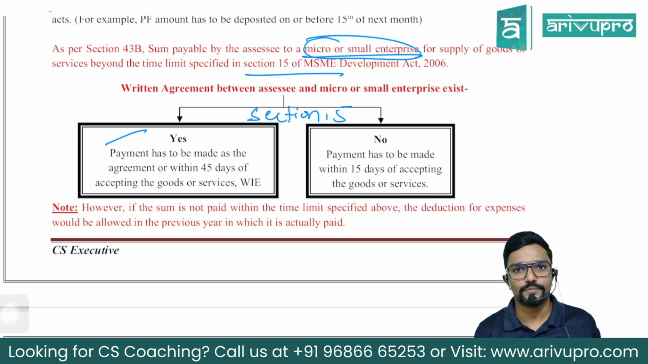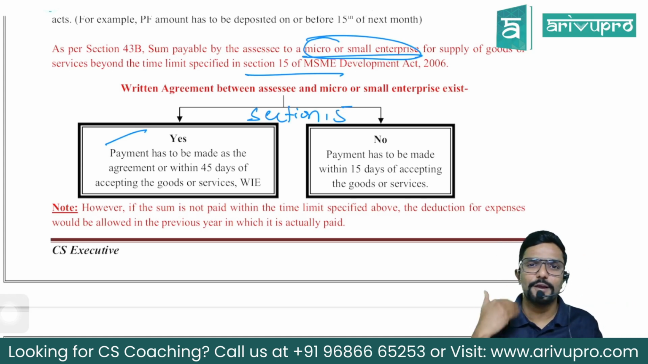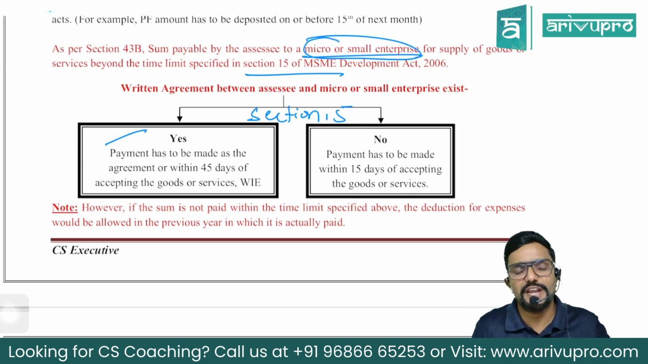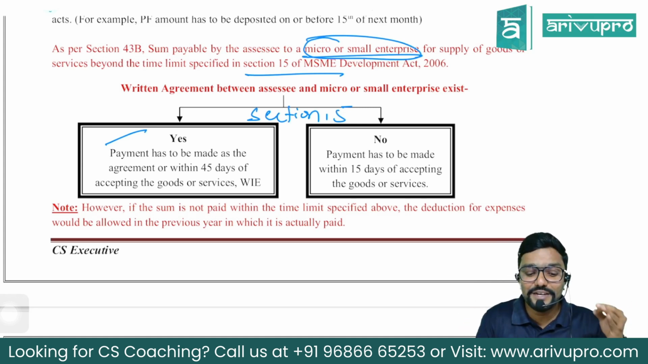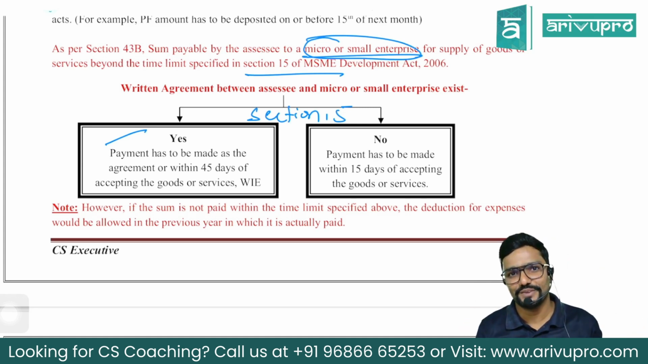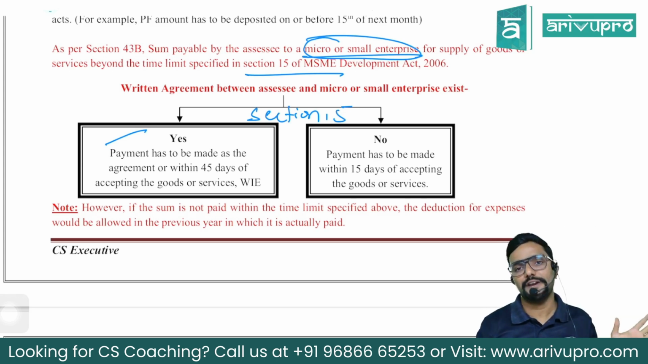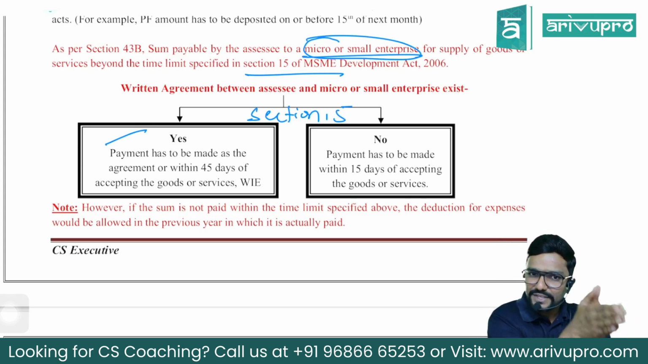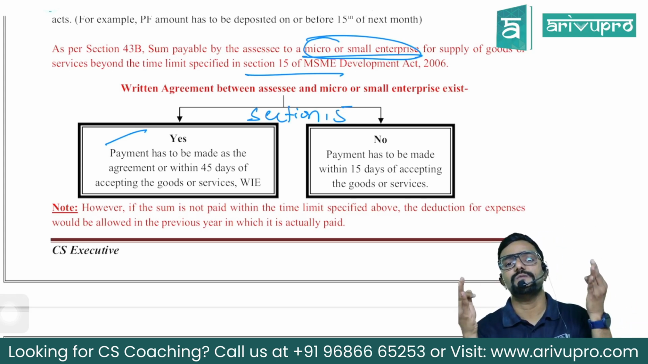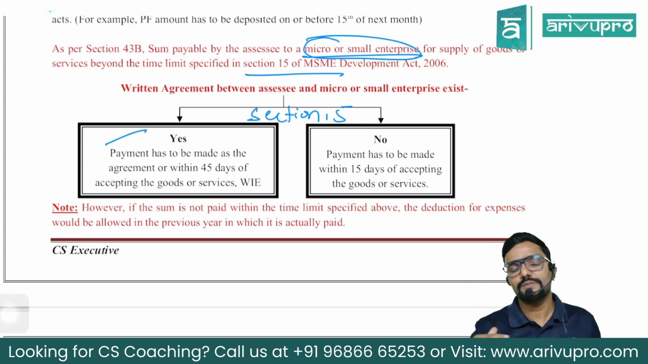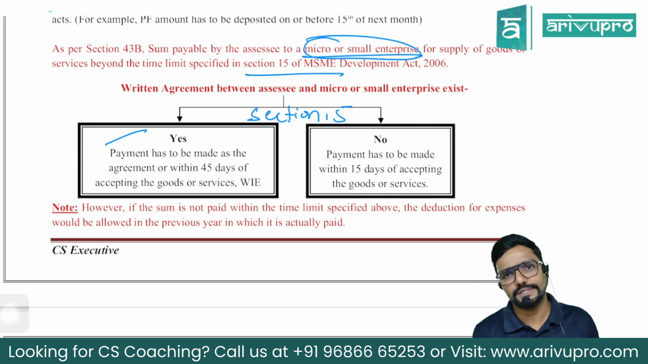20 days. Next, assume you are a small enterprise. I have purchased goods from you. We have an agreement and you have asked me to make the payment within 50 days. But here they are saying as per the agreement or maximum 45 days, whichever is earlier. So if the days as per our agreement are more than 45 days, then it is restricted to 45 days. The number of days as per the agreement or within 45 days, whichever is earlier, guys. So assume as per the agreement it is only 30 days. Then I have to make payment within 30 days.